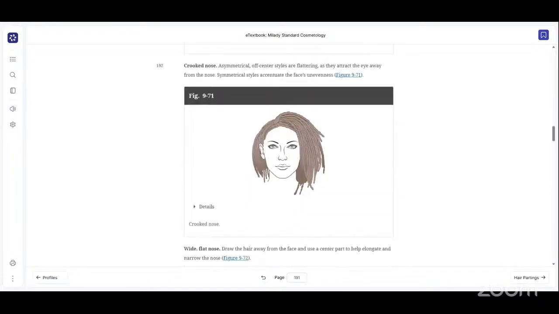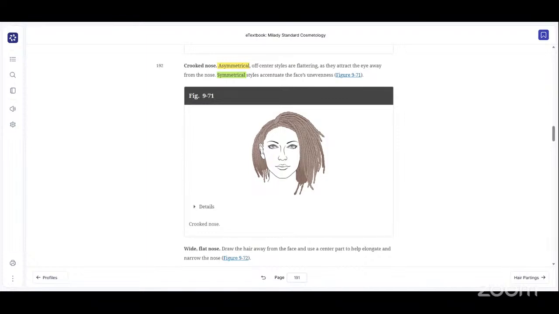Crooked nose, asymmetrical, off-center styles are flattering as they attract the eye away from the nose. So here's the thing. What I want you to learn is asymmetric, symmetrical. All right. Asymmetric. Just say we have a bob. Let's just take the bob. Bobs can be asymmetric and bobs can be symmetric.